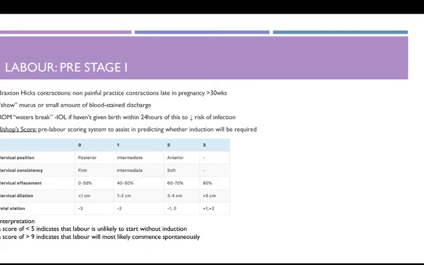Okay, so the pre-labour phase, before the onset of the first stage of labour. Some women get Braxton Hicks contractions, which are non-painful practice contractions late in pregnancy. You might get a show, or mucus plug being discharged, which is a small amount of blood-stained discharge. You might get rupture of the membranes.